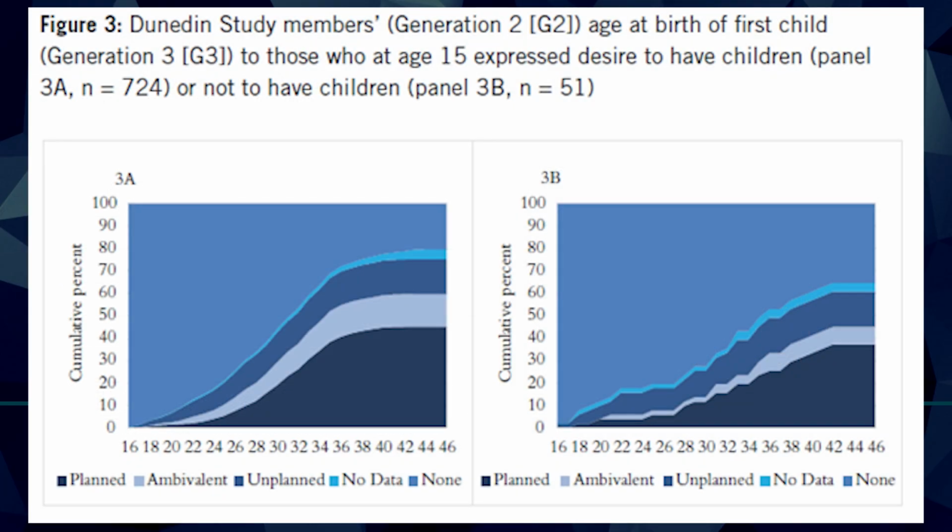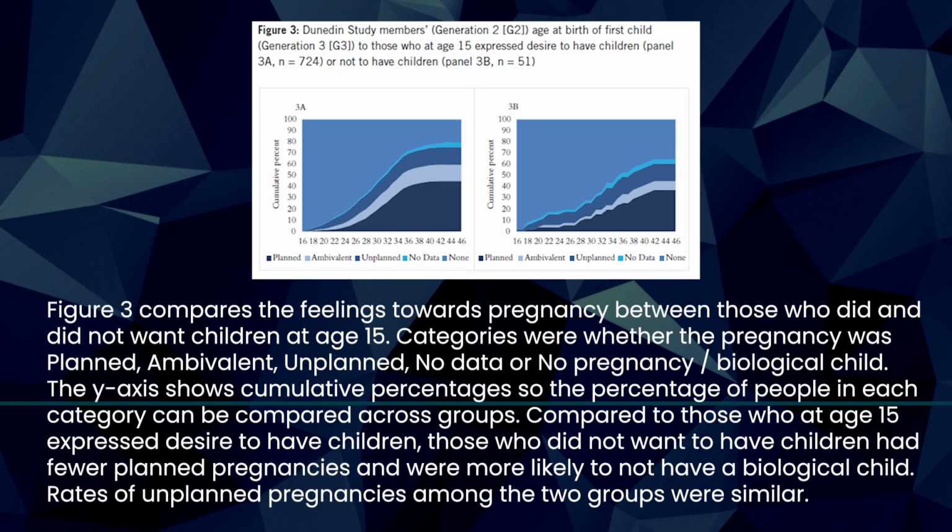The alt text for our second example reads, "Figure 3 compares the feelings towards pregnancy between those who did and did not want children at age 15. Categories were whether the pregnancy was planned, ambivalent, unplanned, no data, or no pregnancy or biological child. The y-axis shows cumulative percentages, so the percentage of people in each category can be compared across groups. Compared to those who at age 15 expressed desire to have children, those who did not want to have children had fewer planned pregnancies and were more likely to not have a biological child. Rates of unplanned pregnancies among the two groups were similar." The reason this alt text is effective is that it describes a complex graph in less than 100 words, including the meaning of the data shown.